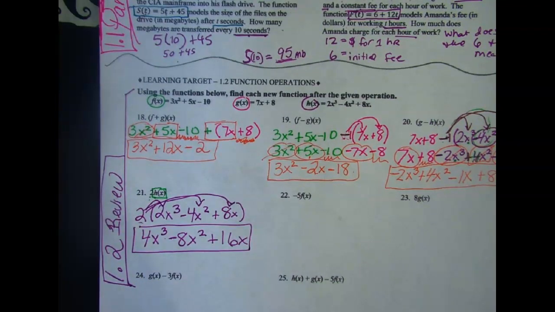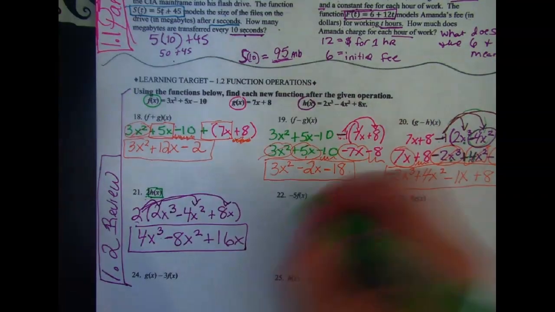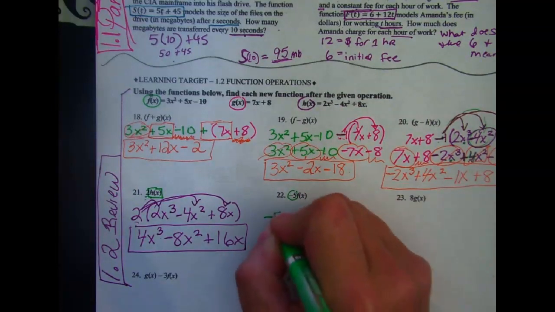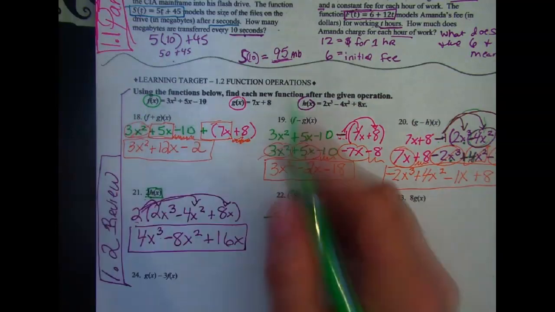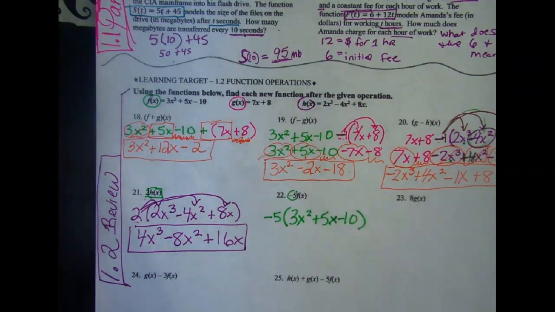Okay, so now this is a different one. We are going to do negative 5. Again, it's like distributive property times our f of x. So this negative 5 is on the outside. And then we're multiplying that whole function. 3x to the second plus 5x minus 10. We have to multiply everything by that negative 5.